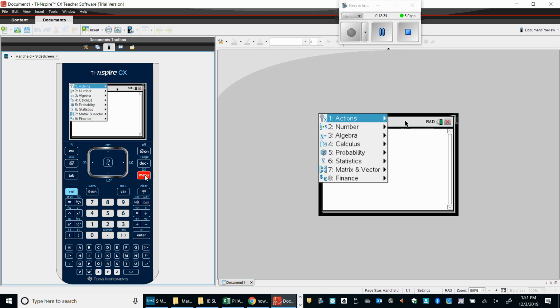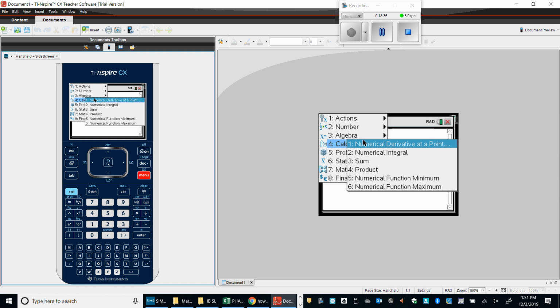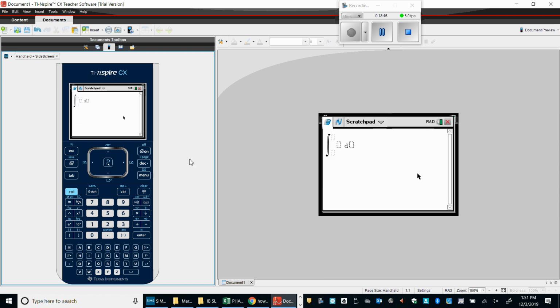And you see it says calculus. Yes, ma'am. Hopefully that's a clue that that's where we should be going. And we're trying to find the integral. Which one do we think we're going to go to? Numerical integral. Honestly, there are no flies on you lot.